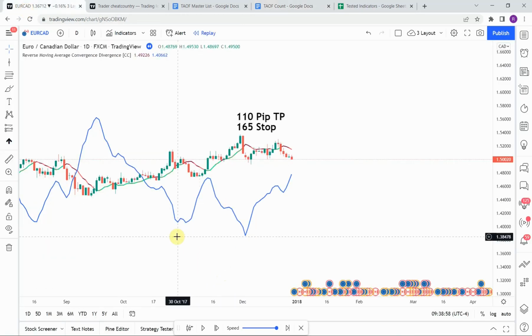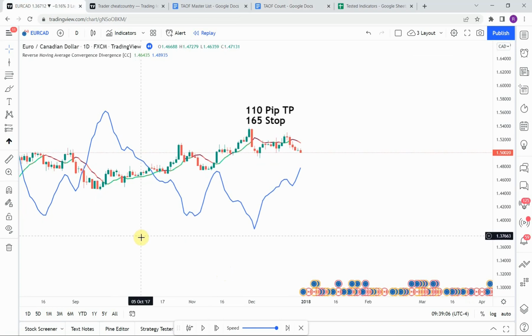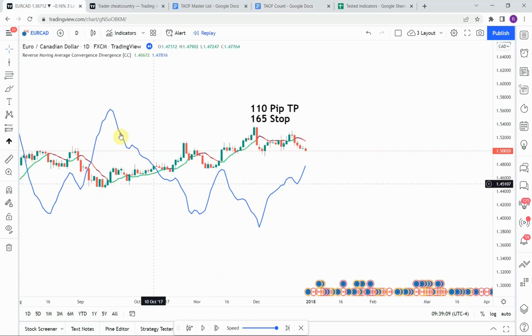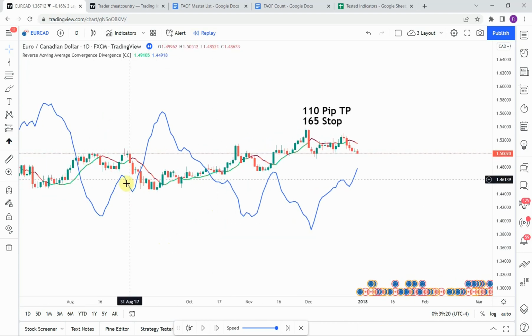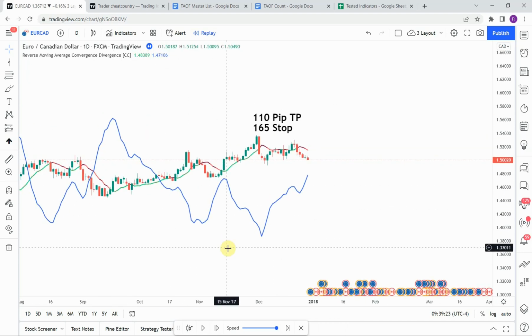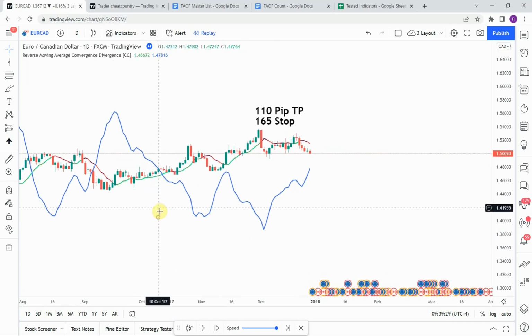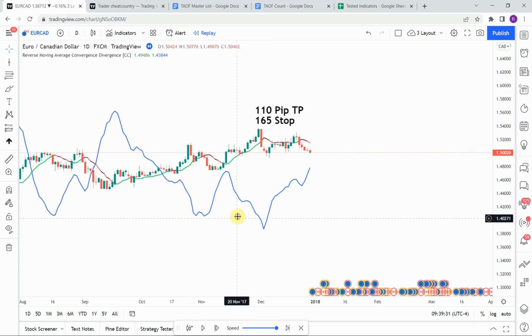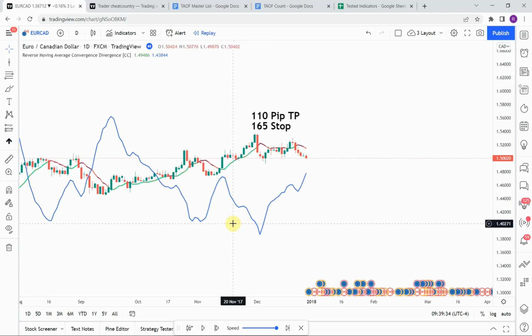Alright, so today's indicator is the reverse moving average convergence divergence indicator. We tested this one on the last video, and in that testing, what we looked for was the price action break or cross of the blue line. So when the blue line crossed down below price action, we would go long. When the blue line crossed up above price action, we would go short. In this instance, we are going to use the blue line as an overall trend direction, like the larger trend direction of the market.